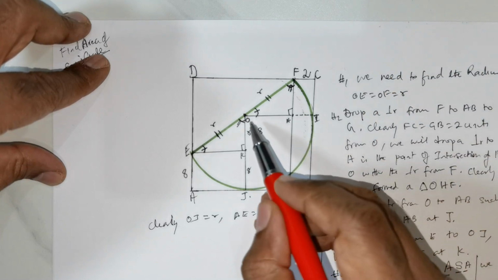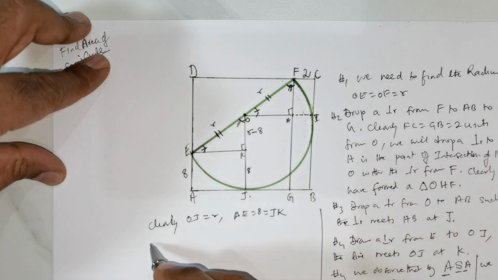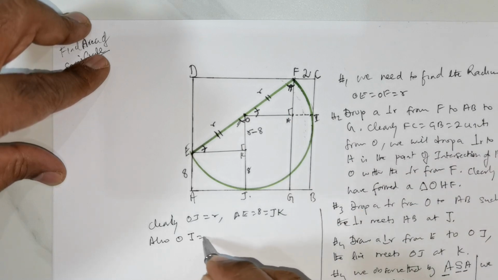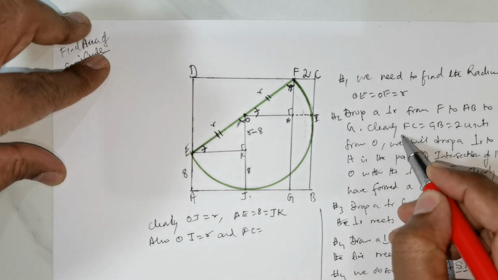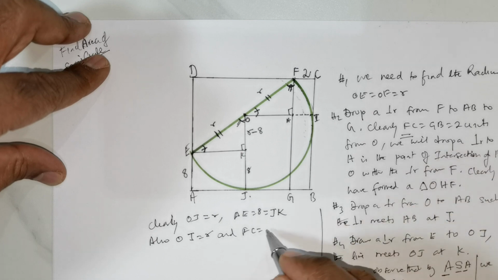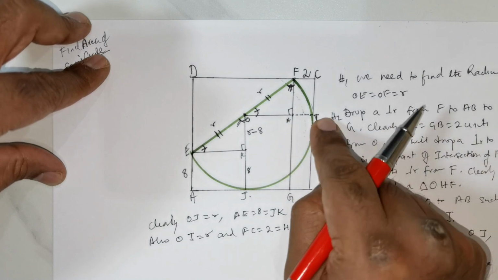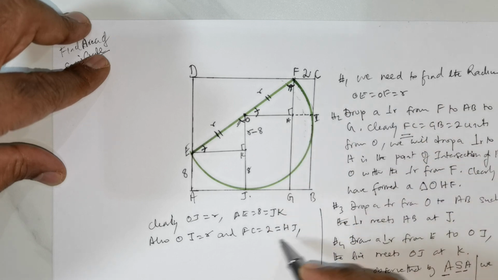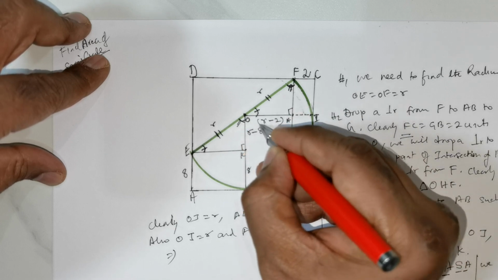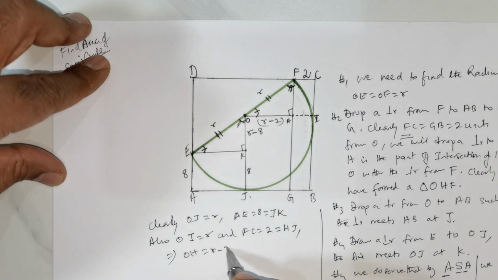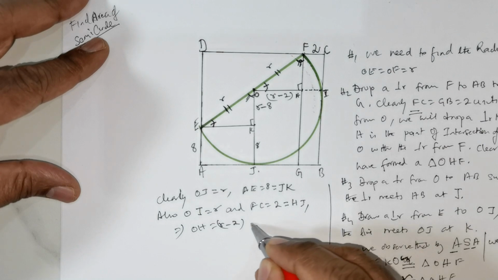Fair enough. Now from the center a line is drawn to a point on the circle, so also OI is equal to R, and you remember it's given FC is equal to 2. Now FC is equal to 2 means this is also equal to HI, right? So OI is equal to R, and what would OH be? OH is going to be R minus 2, right? So OH is equal to R minus 2.